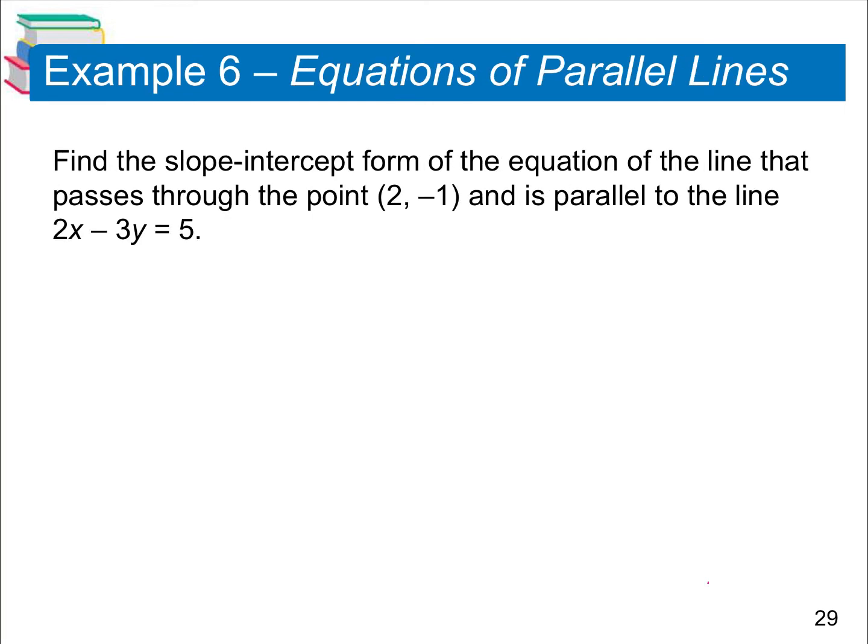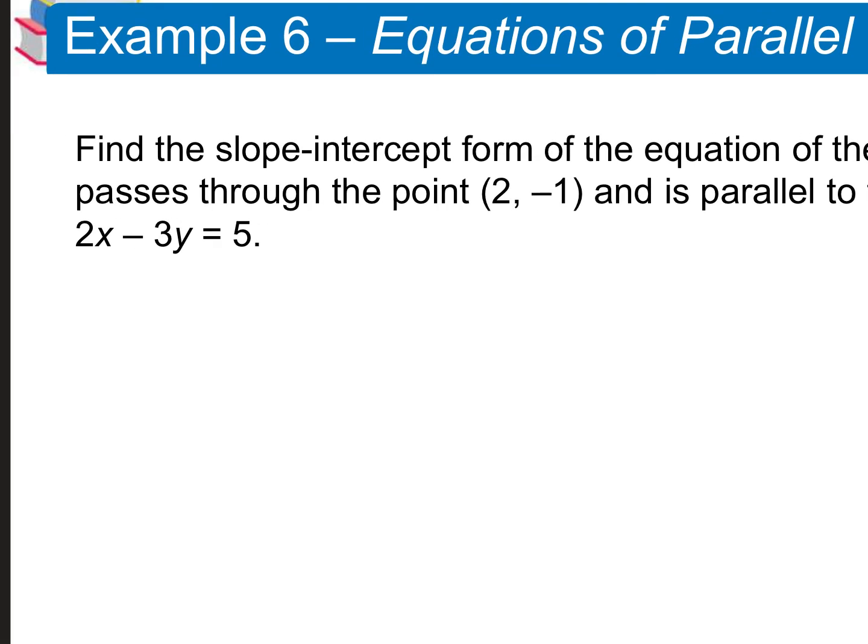If we look at the next example, it tells us to find the slope-intercept form of the equation of the line that passes through the point 2, -1 and is parallel to the line 2x minus 3y is equal to 5. In order to find the slope from the very beginning, we have to find the slope from the given equation. So that 2x minus 3y is equal to 5, we're going to solve that for y and put it into slope-intercept form so we can identify our slope.